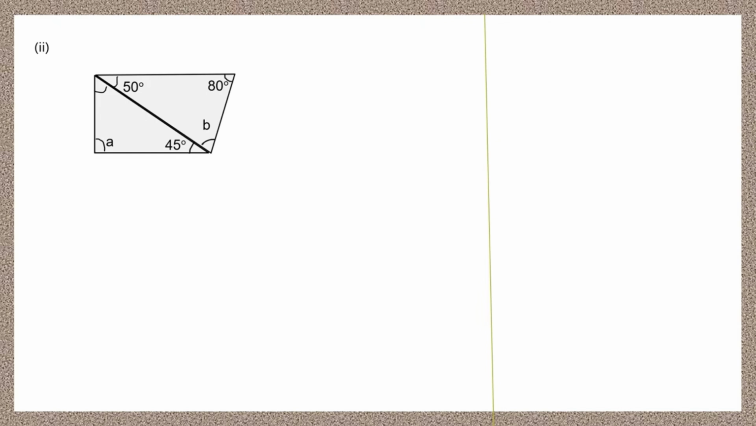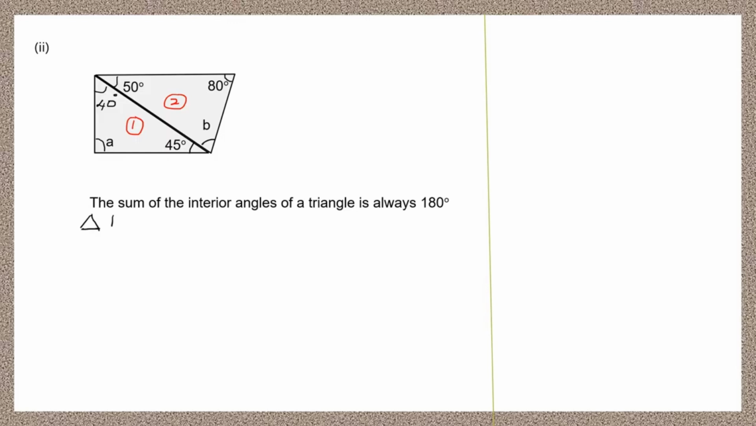Question 2. Here we have two triangles. So let's consider this as the first one and this as the second one. So we follow the same property which says the sum of the interior angles of a triangle is always 180 degrees. So let's look at triangle 1. The sum of the interior angles, that is 40 degrees plus 45 degrees plus A, the unknown angle here, is equal to 180 degrees.